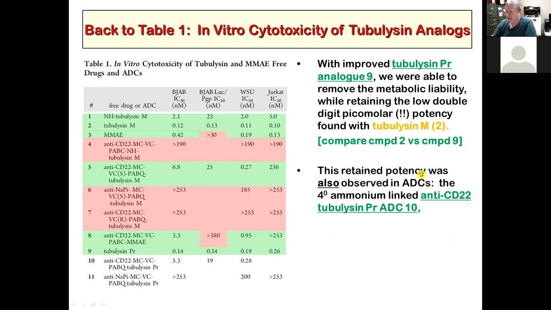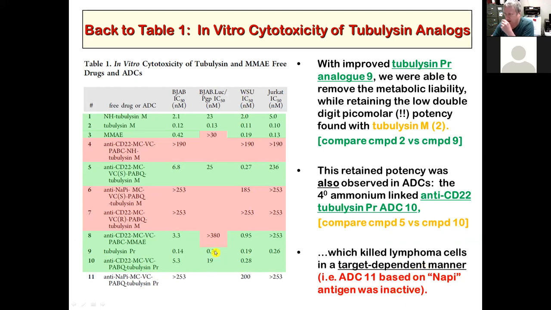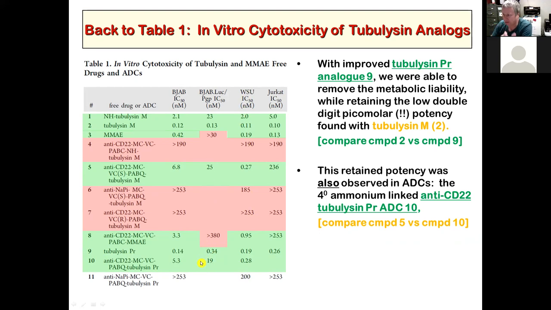Good. This retained potency was also observed in antibody drug conjugates, the quaternary ammonium-based one, which is compound 10. So compound 10 is analogous to compound 5, right? So let's compare 5 versus 10. Generally speaking, it's pretty potent, right? Similarly potent against these BJAB tumor cells. Also similarly potent against this WSU tumor cell line. And also kind of similarly potent against the PGP one, the PGP effluxing tumor cells. Okay, so generally speaking, 5 and 10, pretty good, right?